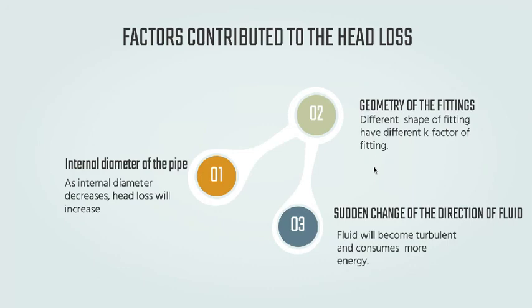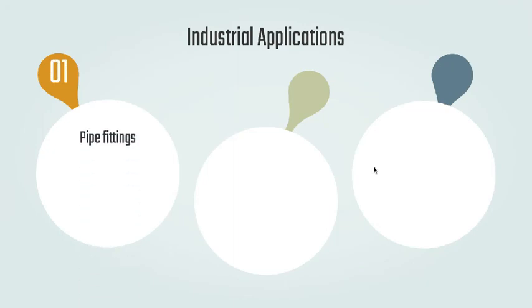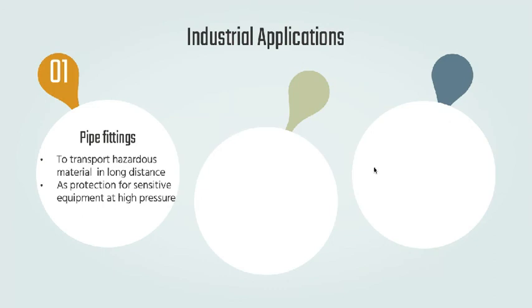As the fluid becomes more turbulent, it will consume more energy. This can be traced back to experiment C, where we calculated the head loss for the contraction and expansion part. Next, we also decided to include the industrial applications in this part. The first industrial application, for fittings, is that they can be used to transport hazardous material over a long distance. They also serve as protection for sensitive equipment at high pressure.